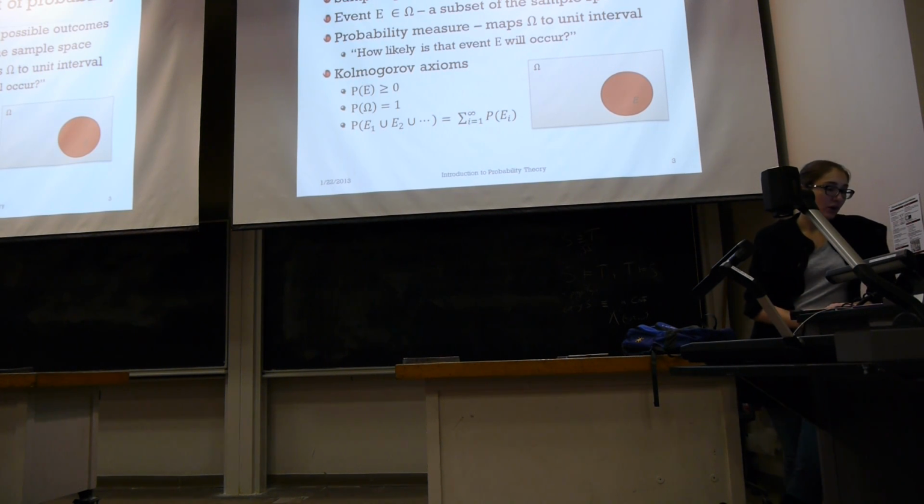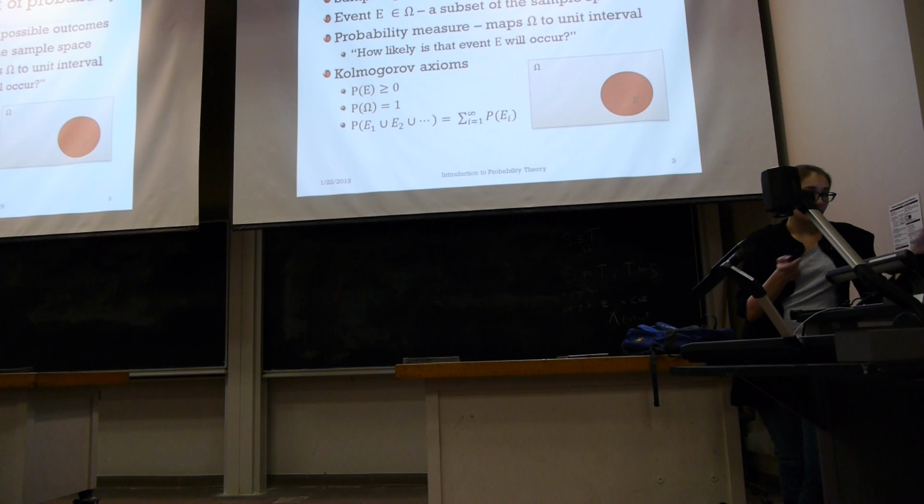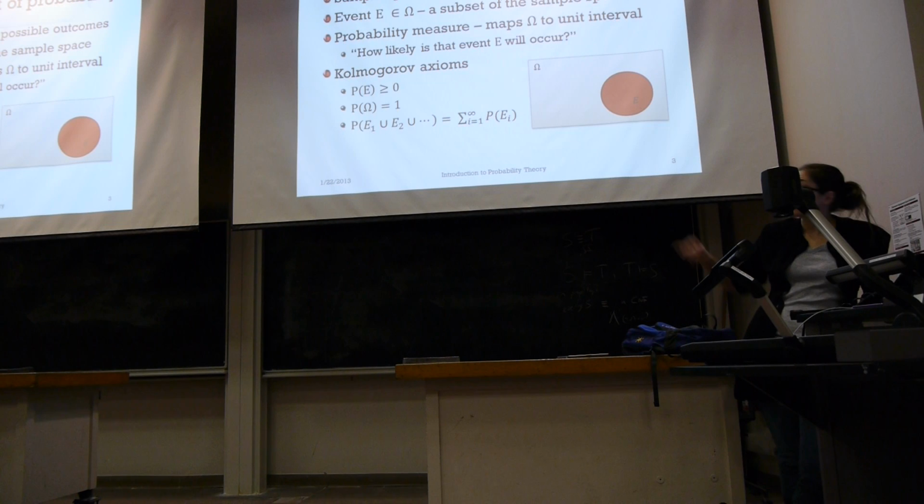Barnabas reviewed the Kolmogorov axioms, which say that the probability of every event is at least 0, and the probability of omega is 1. Also, a probability measure is additive, which is the last line.